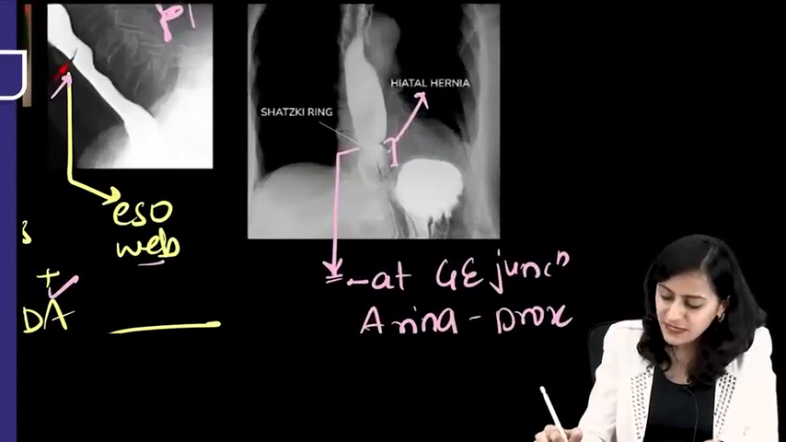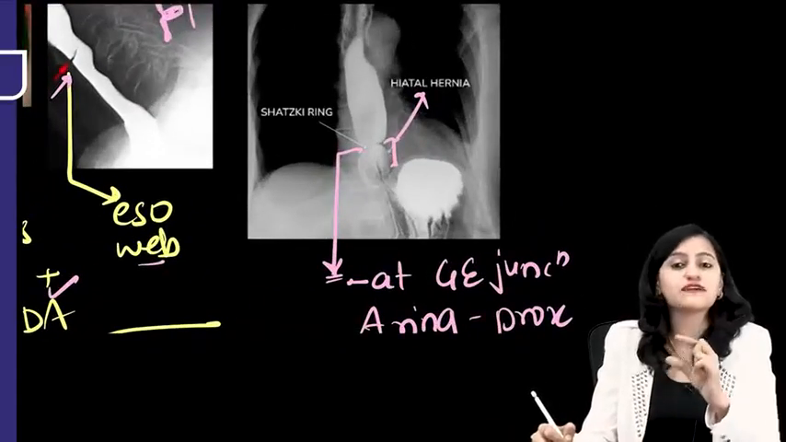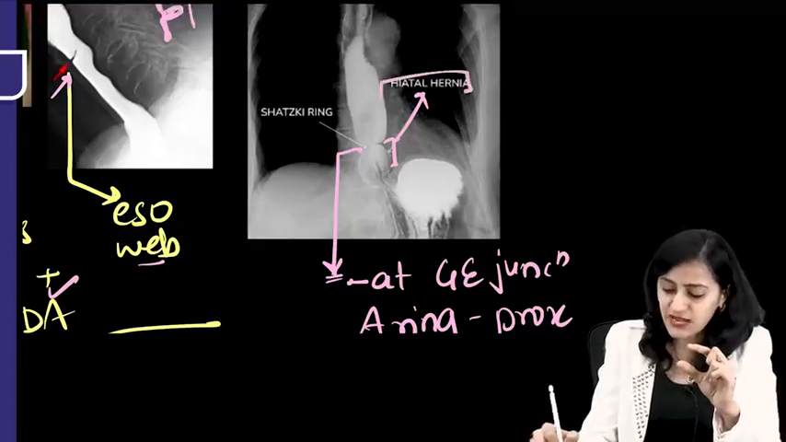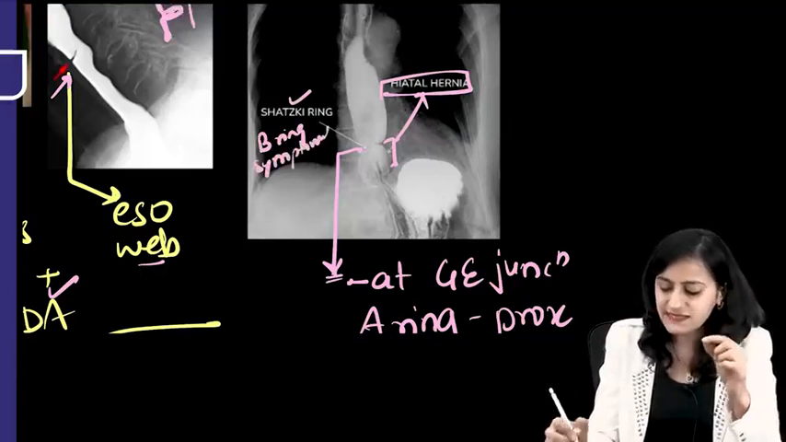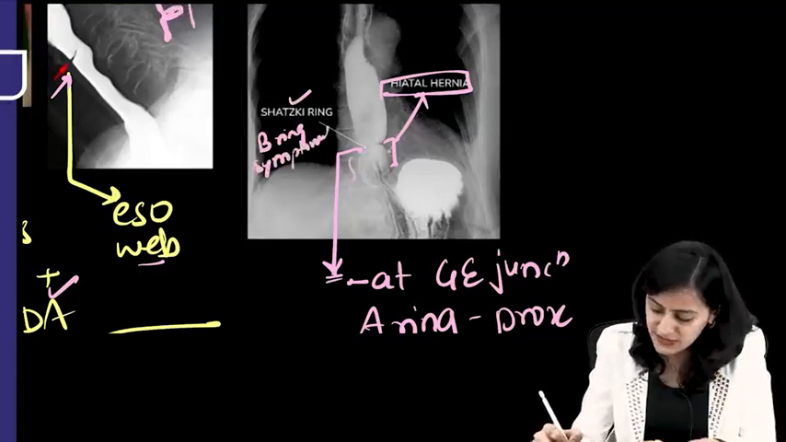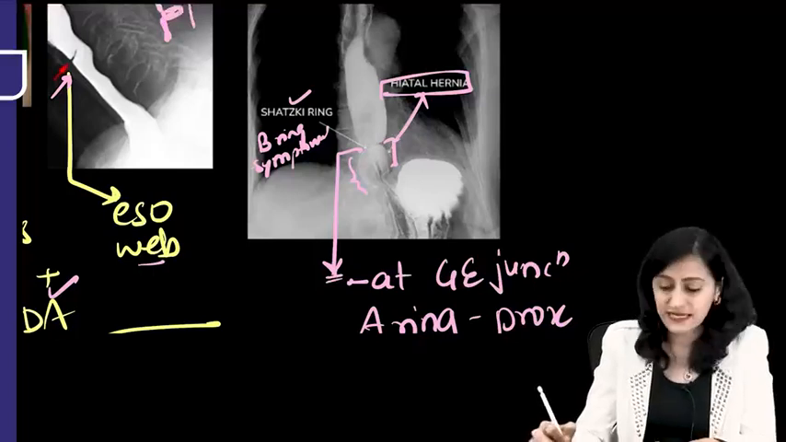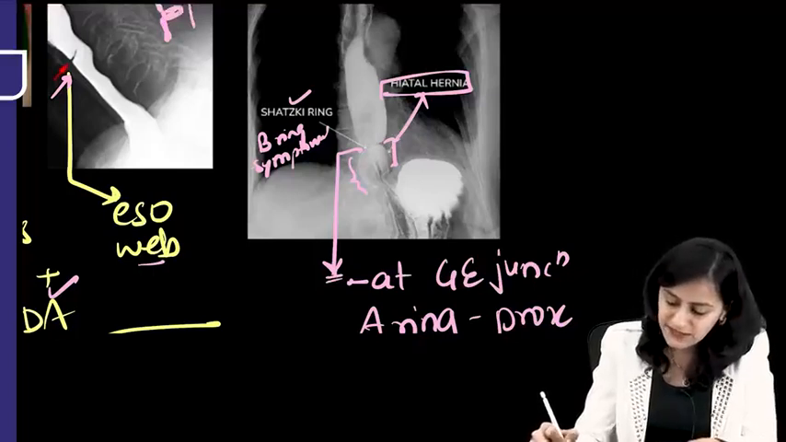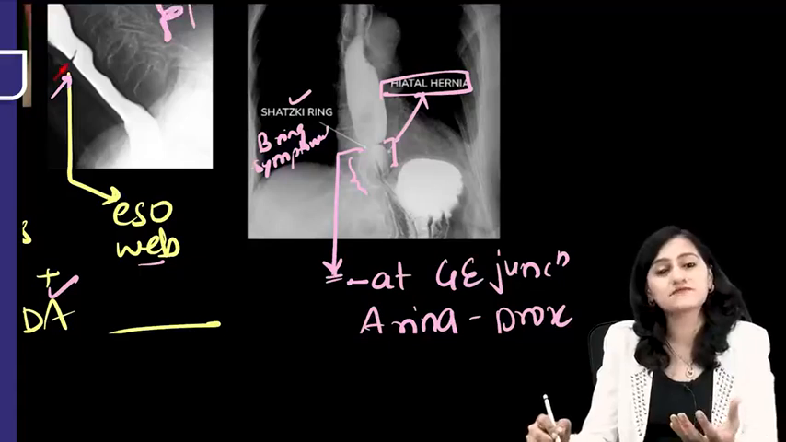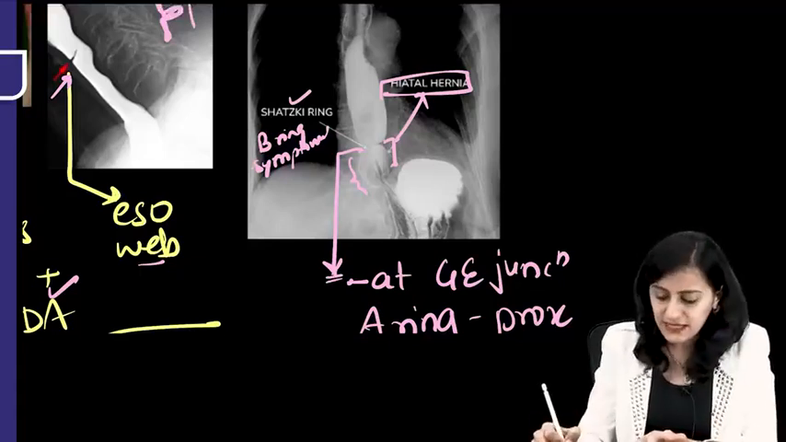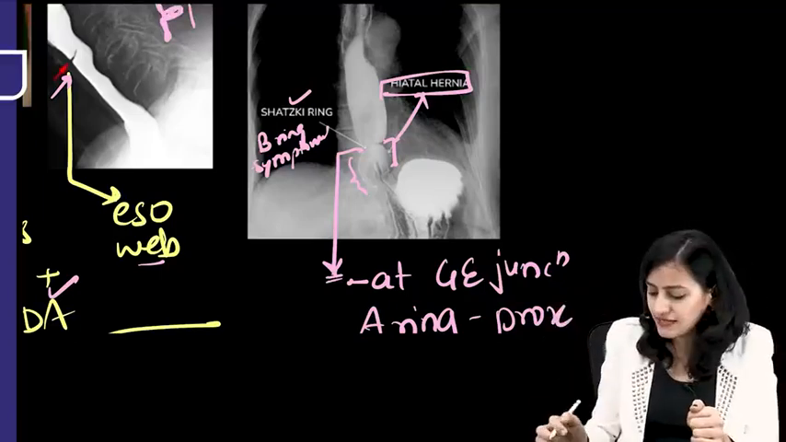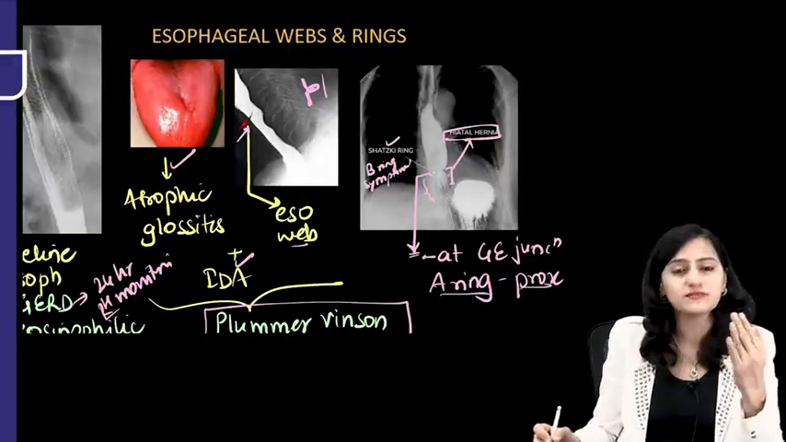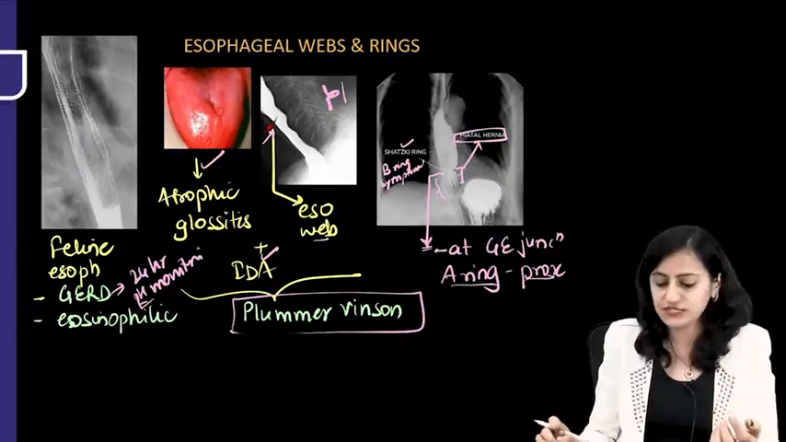Schatzki's ring is present at the gastroesophageal junction. It is associated with hiatal hernia. It is basically a B ring which has become symptomatic. So this is the hiatal hernia that we are seeing, the stomach which has come up, and this B ring is now becoming symptomatic, which is called Schatzki's ring. A ring is above, B ring is below. So remember that the A ring is present more proximal, and the B ring is at the GE junction.